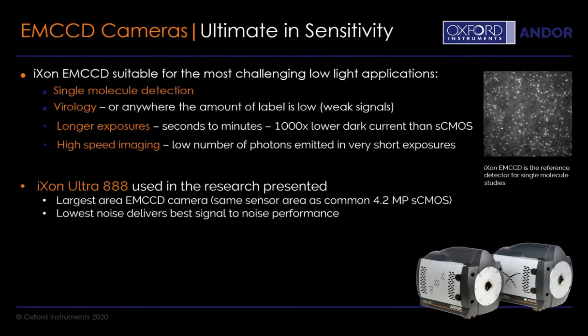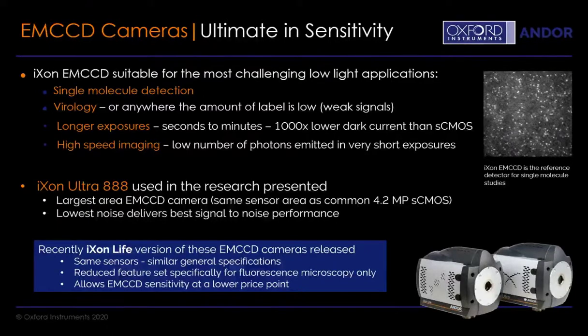And in this work that has been presented, it was the iXon Ultra 888 that was used, and that is the largest area EMCCD sensor and camera format that you can get, and it's actually the same sensor area as that common 4.2 megapixel sCMOS camera, so it's quite a large field of view from that camera. And with the deep cooling that camera has, it also allows you to have the lowest noise and deliver the best signal to noise ratio performance that is possible to get for those weakest signals.